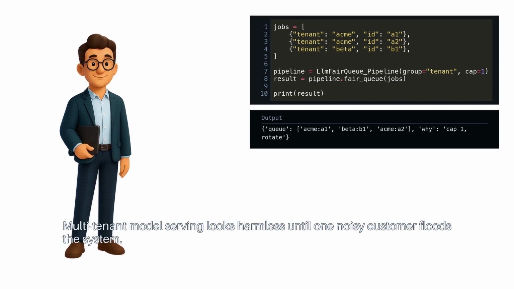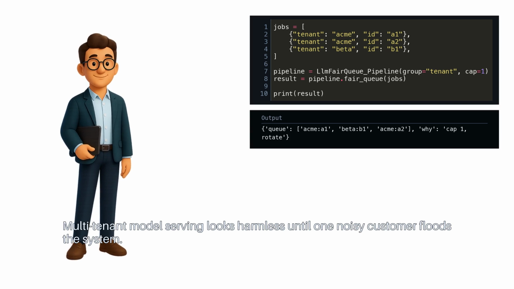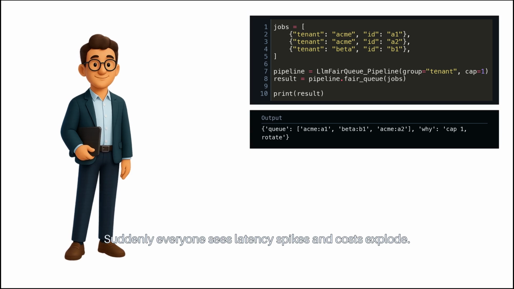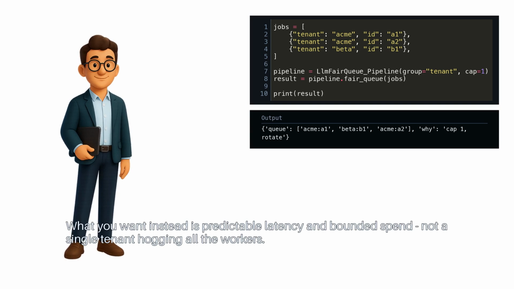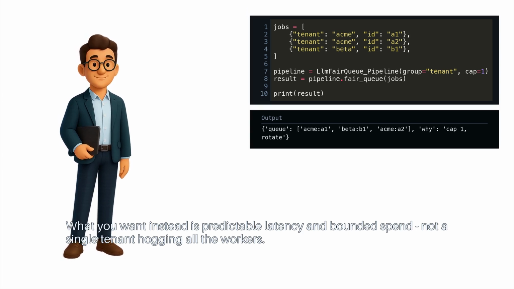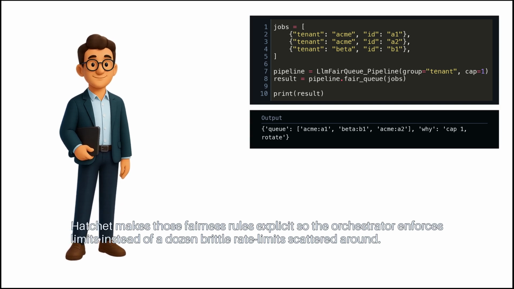Multi-tenant model serving looks harmless until one noisy customer floods the system. Suddenly, everyone sees latency spikes and costs explode. What you want instead is predictable latency and bounded spend. Not a single tenant hogging all the workers. Hatchet makes those fairness rules explicit, so the orchestrator enforces limits instead of a dozen brittle rate limits scattered around.